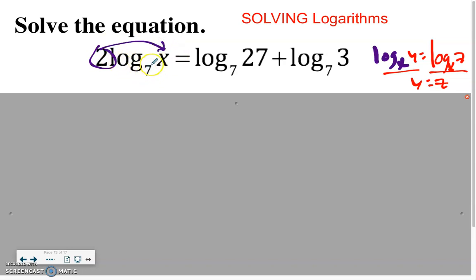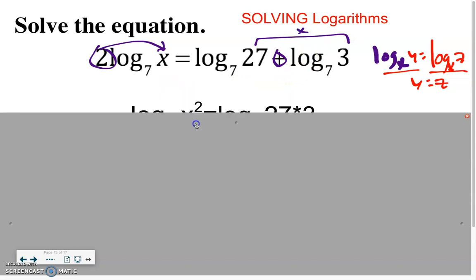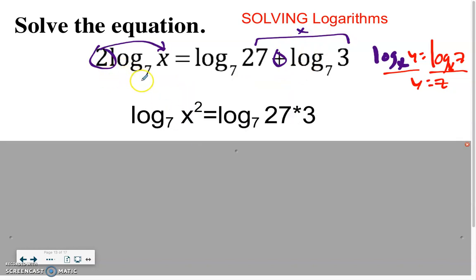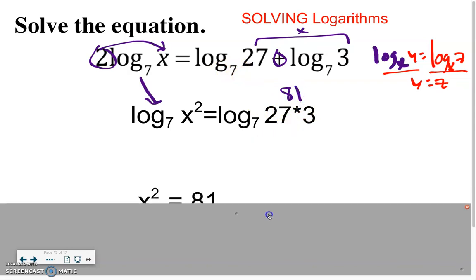So write this as log base 7 of x squared, and then addition between logs, based on our recall slide, means that we are multiplying. So we're going to multiply 27 times 3. So we got this down to a single log. We get log base 7 of x squared is equal to log base 7 of 27 times 3, which is equivalent to 81.